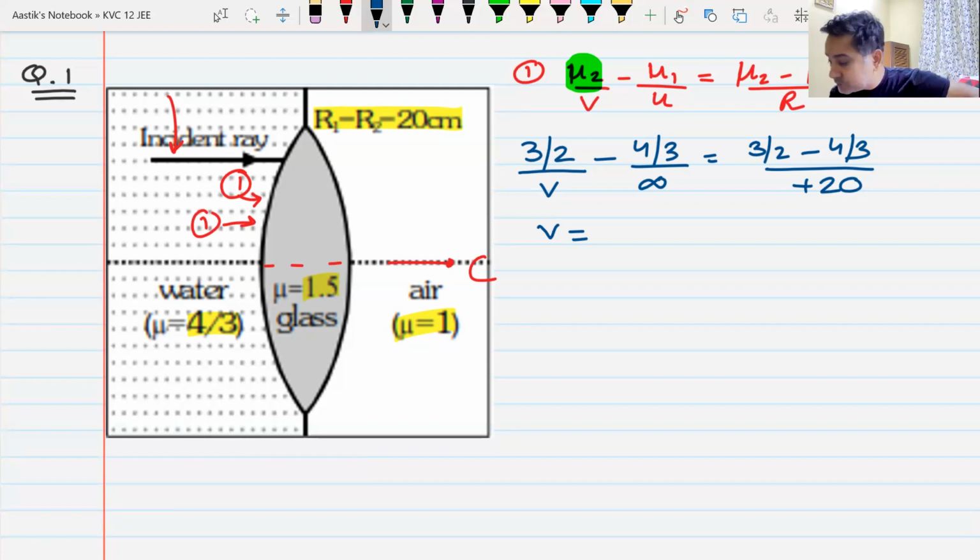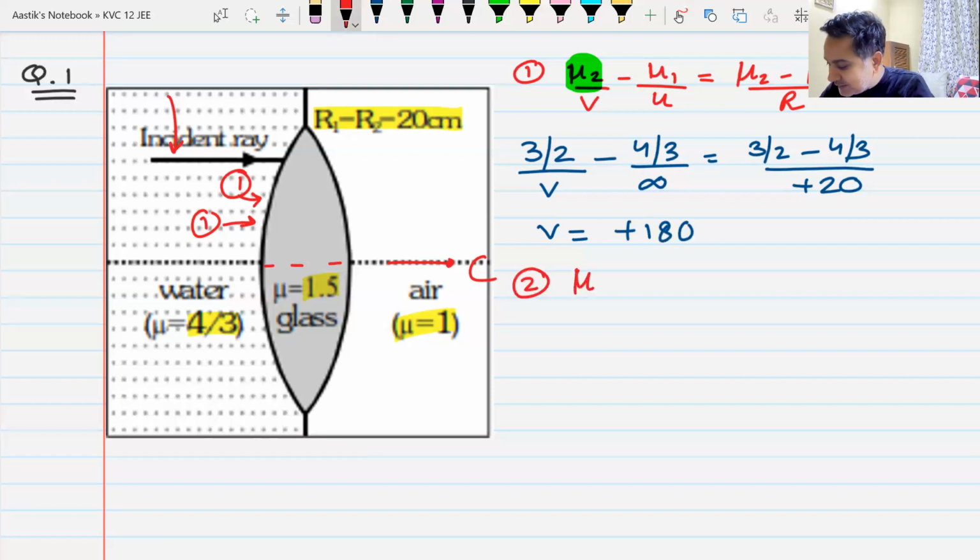What is 180, sir? 180 plus or minus, beta? Plus, sir. Plus 180. Well done. Let us move on to the second surface.